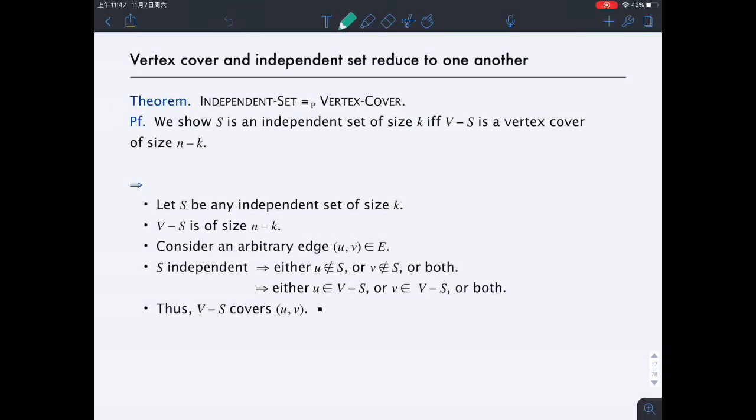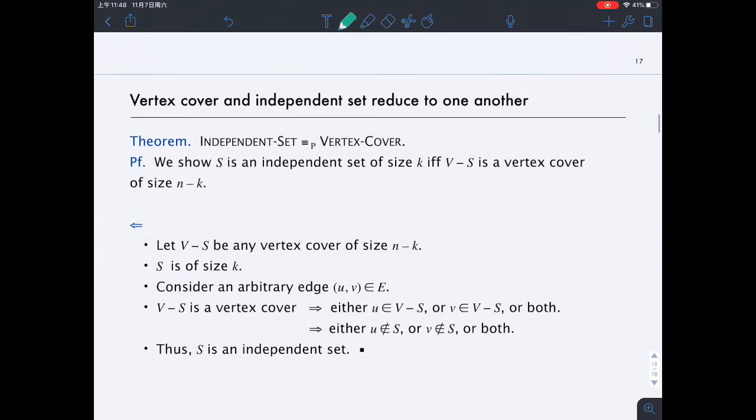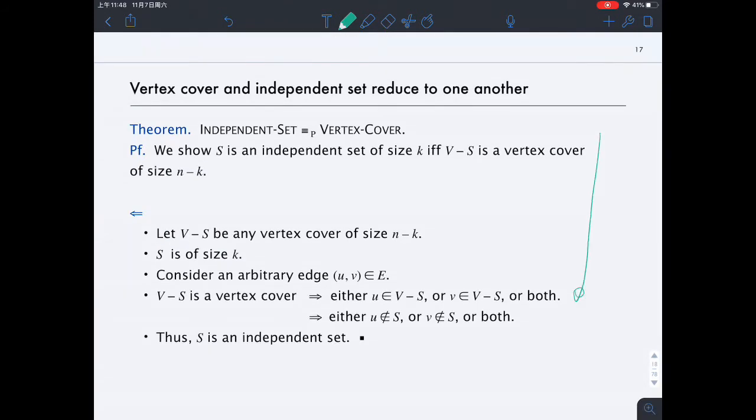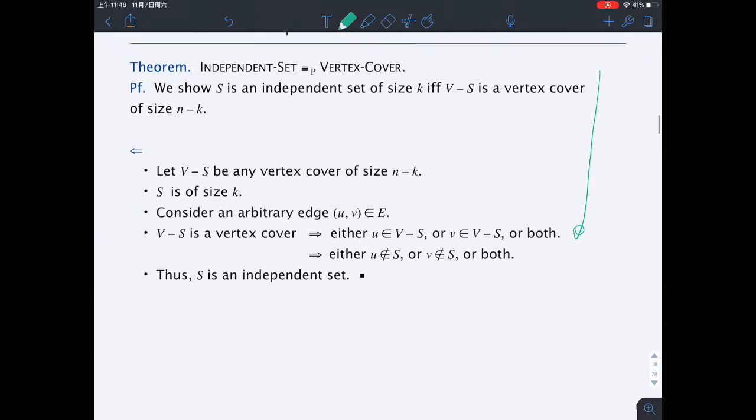So now let's switch back to the slides. Just now we were proving this theorem, that independent set is equivalent to vertex cover, right? We basically went through the same argument as the slides showing here, but because we need some figures to illustrate the idea, we were using the whiteboard, right?